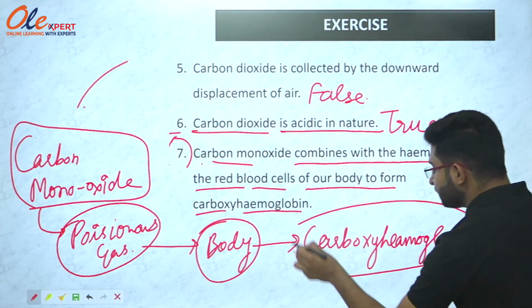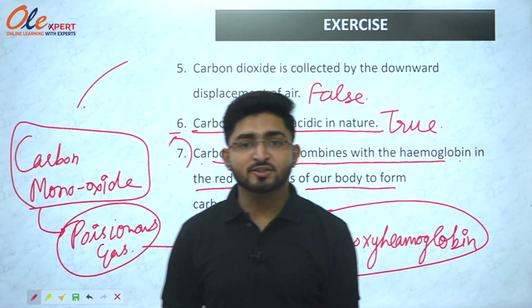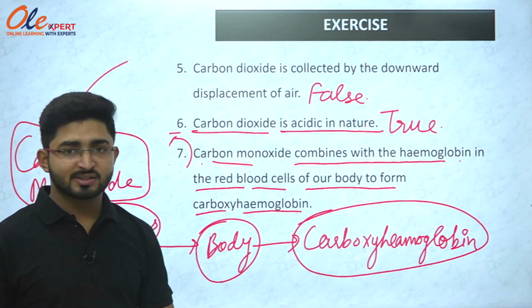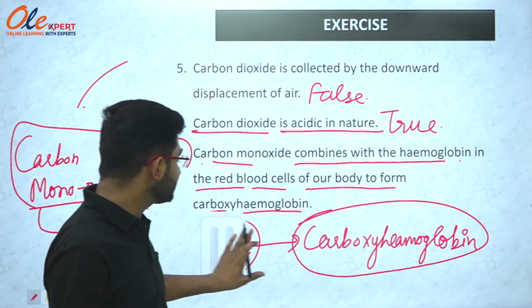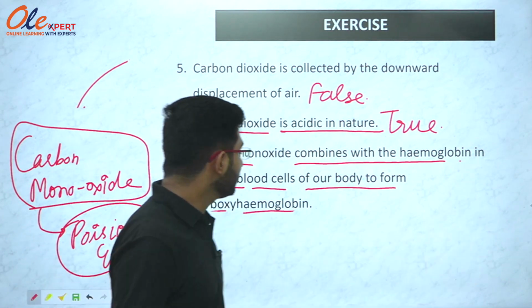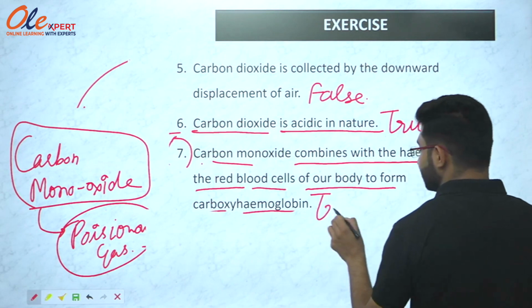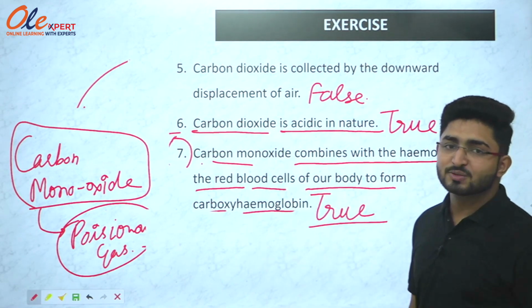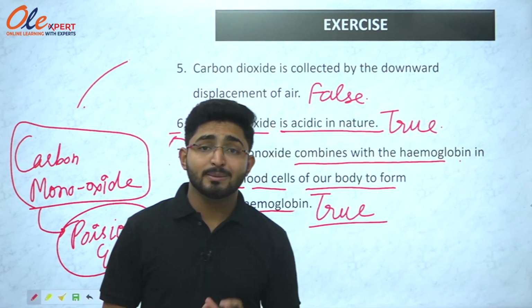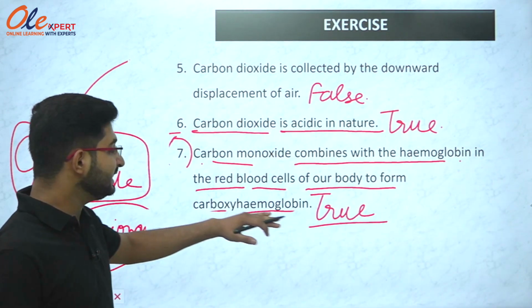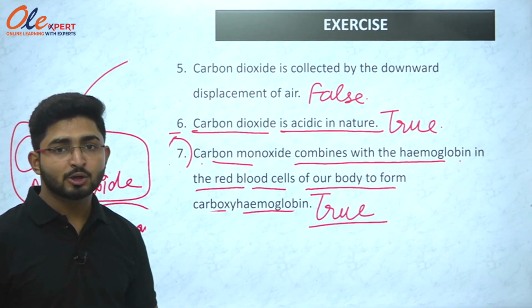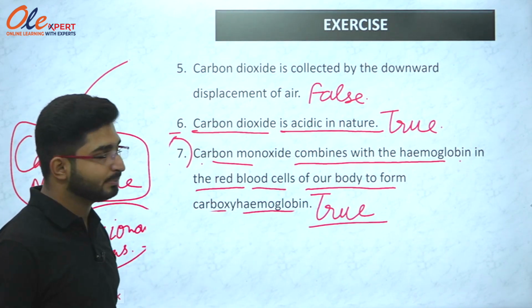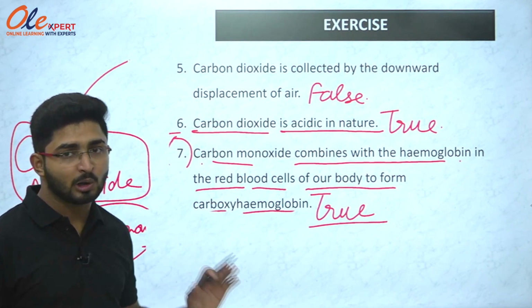And this formation of carboxyhemoglobin leads to suffocation, which may further lead to death of a person. So that's why this statement is true. So you can write true over here, that when carbon monoxide enters our body, it reacts with red blood cells and forms a stable compound, that is carboxyhemoglobin, which may further lead to death by suffocation. Okay, so these are the statements and we have stated true or false for all the statements.